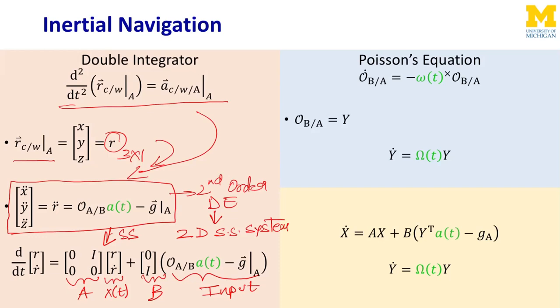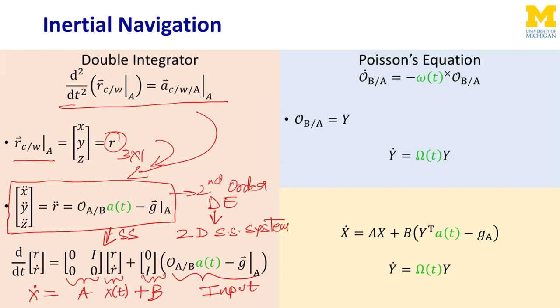Okay, so now we have a system which is x dot equals Ax plus B times the input. So that's a linear system, and it happens to be an LTI system. So how lucky are we? This is a linear time invariant system, and its solution is very easy. So next we have the Poisson's equation.